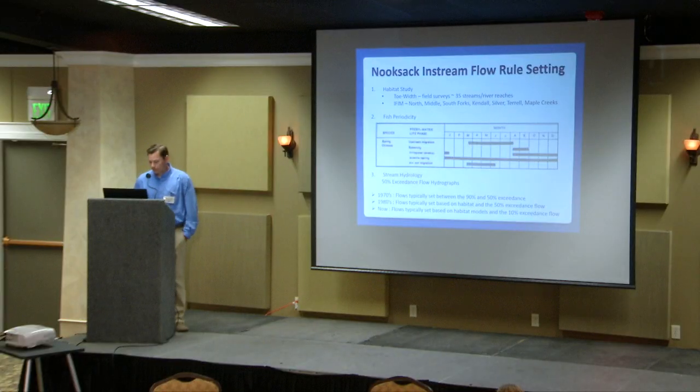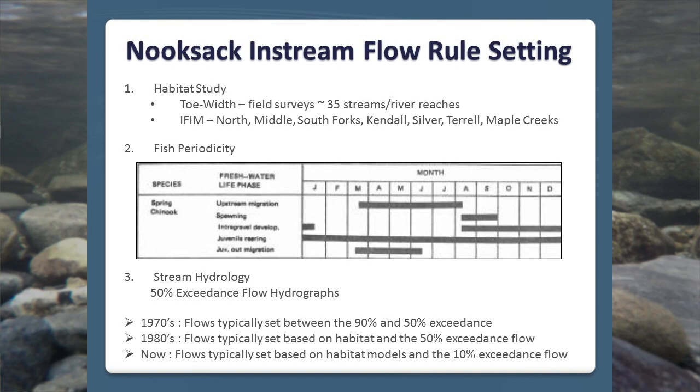And it was typical for the time period to focus on the 50% exceedance. Flows that were established in the 70s typically didn't have a habitat component and were generally set somewhere between the 90% exceedance and the 50% exceedance flow. So the 90% exceedance is a pretty low flow. It's exceeded statistically 9 out of 10 years in the period of record.